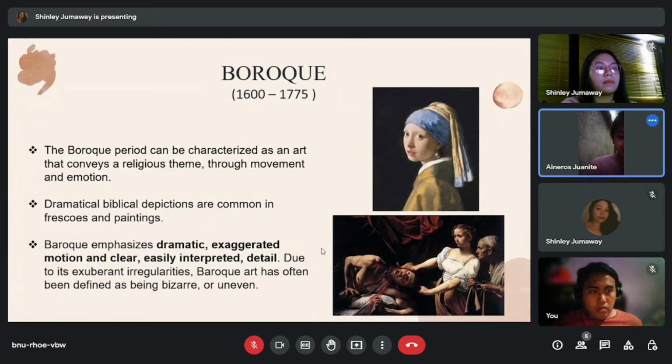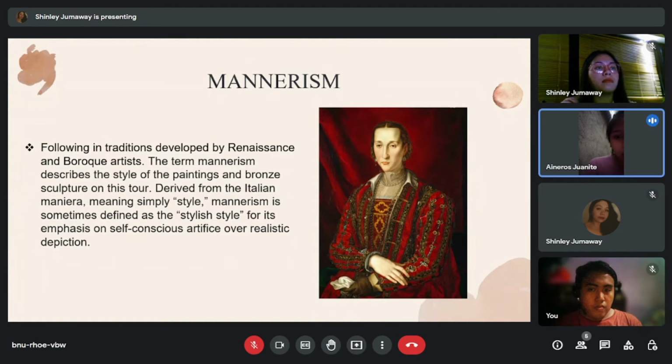Next, mannerism. Following a tradition developed by Renaissance and Baroque artists, the term mannerism described the style of painting and bronze sculpture, and the term derived from the Italian maniera, meaning simply style. Mannerism is sometimes defined as the stylish style for its emphasis of self-conscious artifice or realistic deflection. Mannerism is a style of European art that emerged in the later years of the Italian High Renaissance around 1520, spreading by about 1530, and lasting until about the end of the 16th century in Italy when the Baroque style largely replaced it.